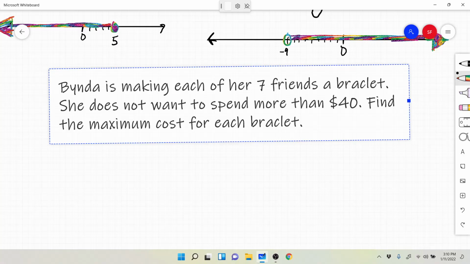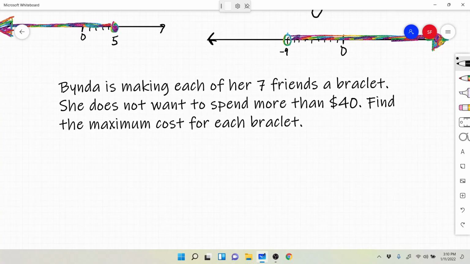That is ultimately where we're going to go. So the inequality we're going to set up is we want her to spend less than $40, right? And she has 7 friends, and she's making a bracelet. So 7 times bracelets has got to be less than $40. So now we got to solve for B. So what are we going to do?